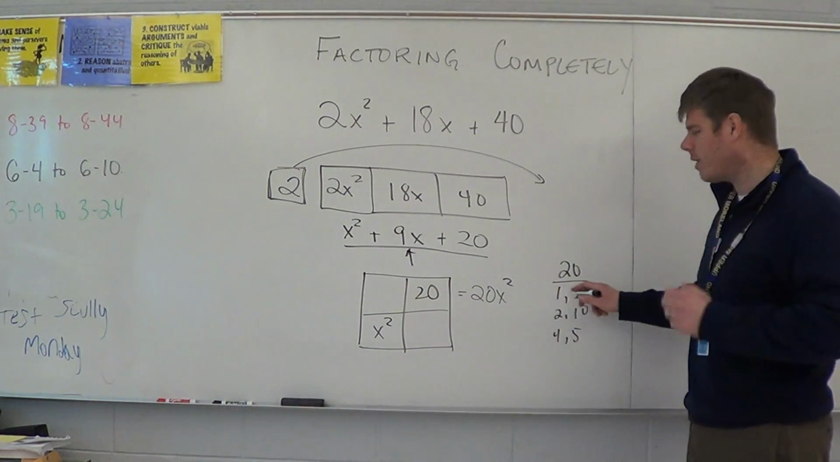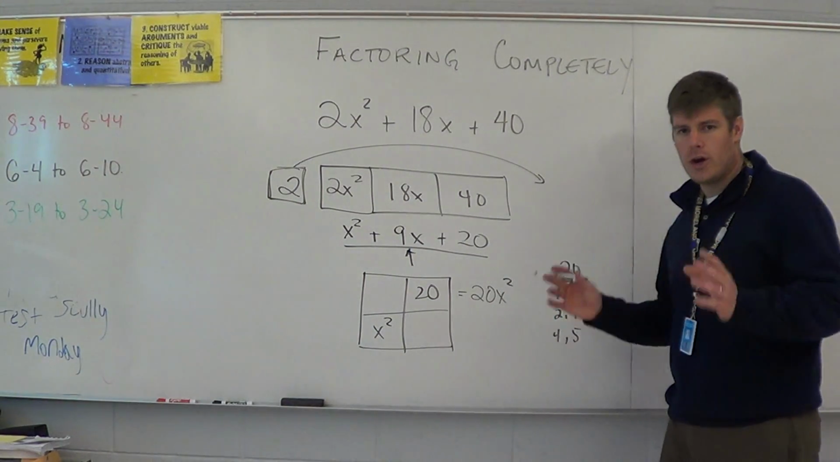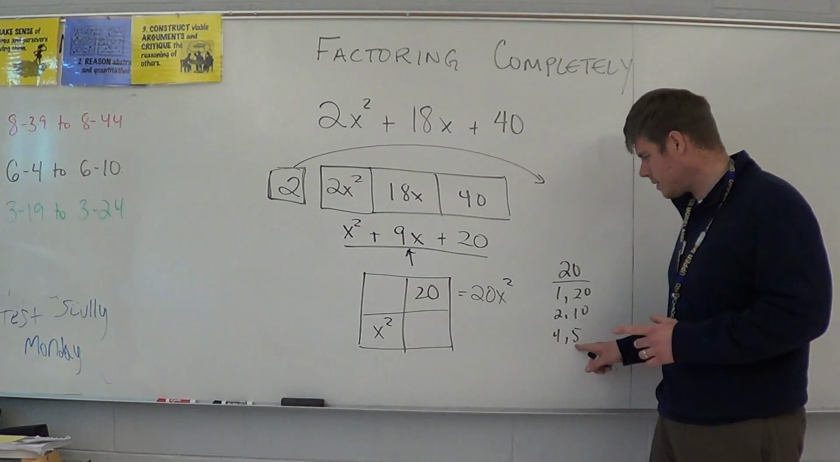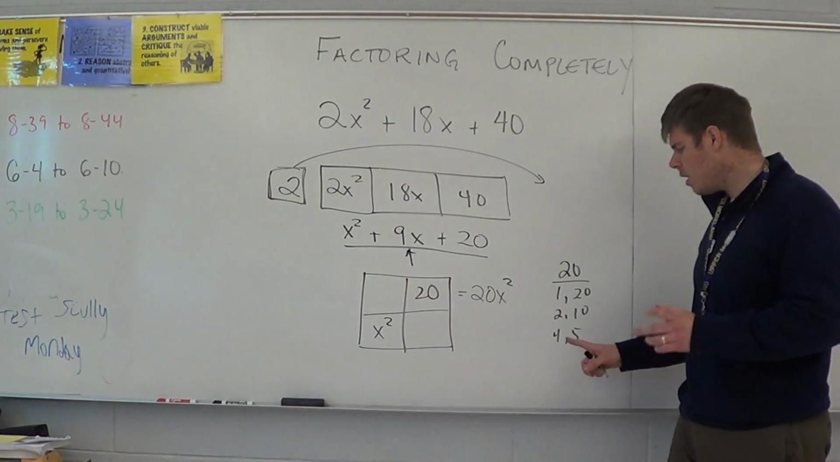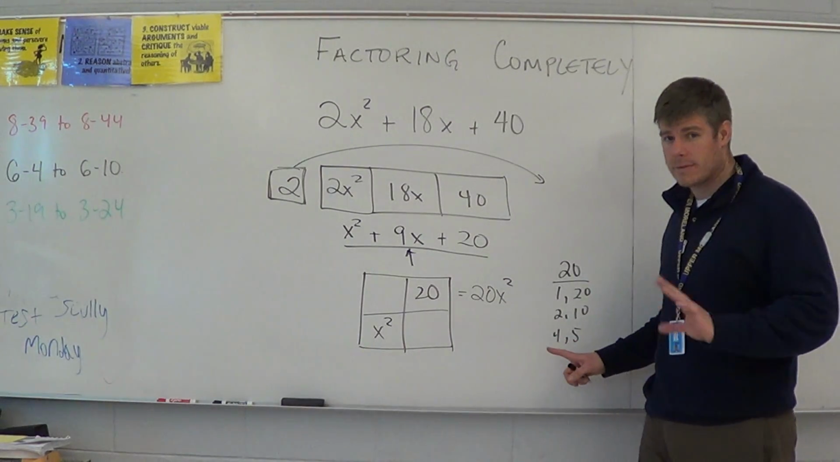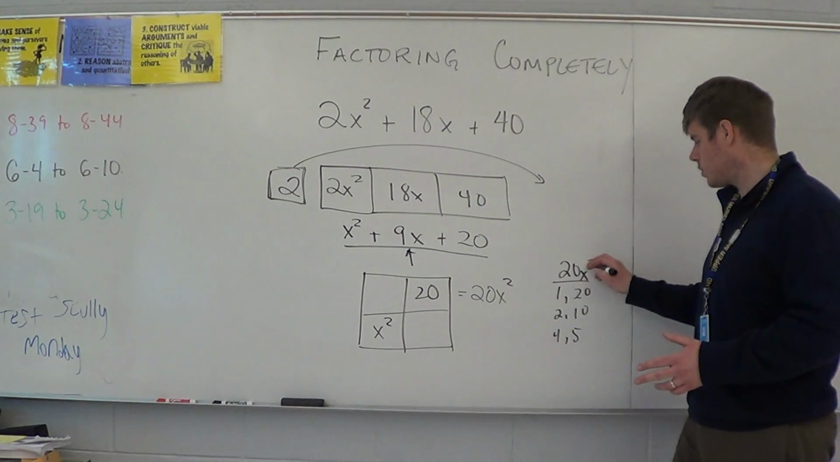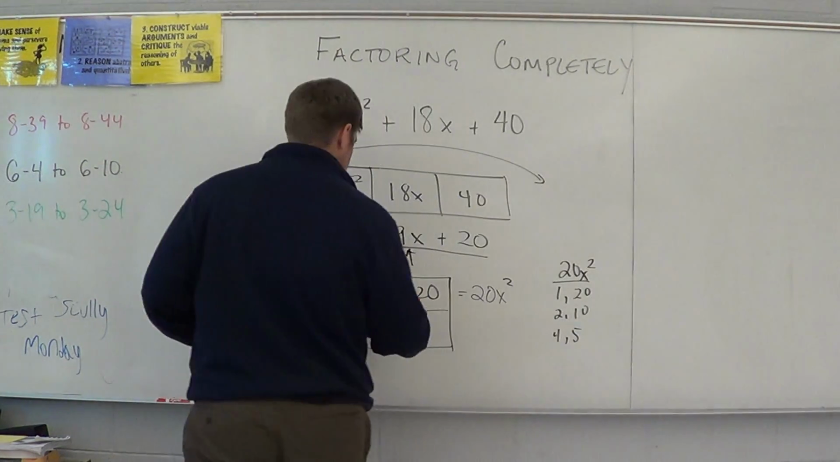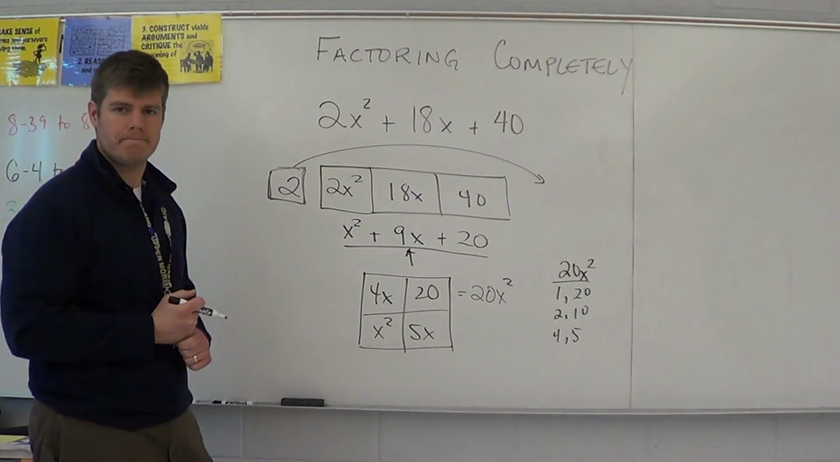But now I'm going to look at 1 and 20, no way on earth. 21, it doesn't matter. 2 and 10, no possible way. And 4 and 5, okay. So now if I keep them both positive and multiply them, it makes positive 20. If I add them together when they're both positive, I get 9. So what I need to remember is that this was a 20x squared, so the 4 has to have an x and the 5 has to have an x. So this becomes 4x and 5x, all right?